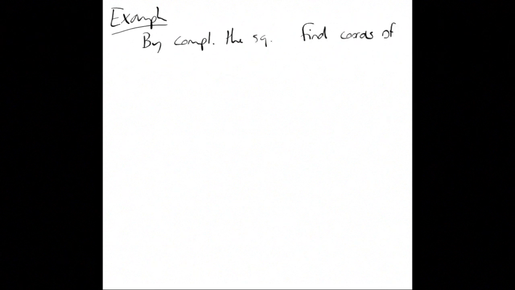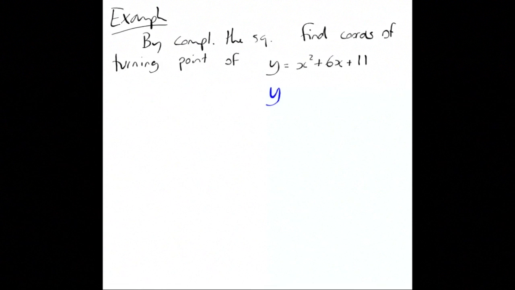We'll see another example here. By completing the square, find the coordinates of the turning point of y equals x squared plus 6x plus 11. Completing the square, it was the example we've just seen. Half the 6, we get the 3. Take away the 9, add on the 11, gives us plus 2.